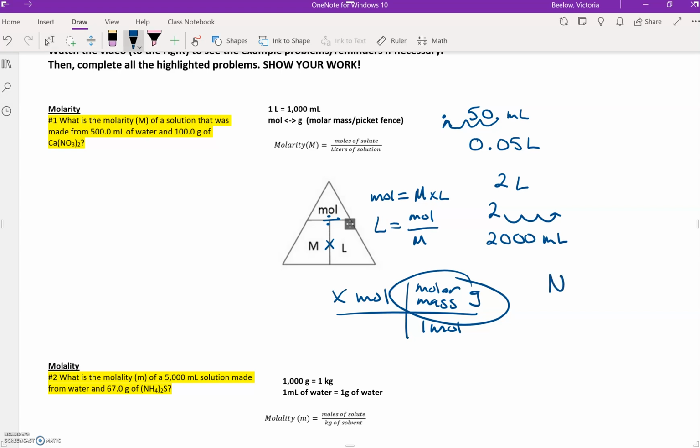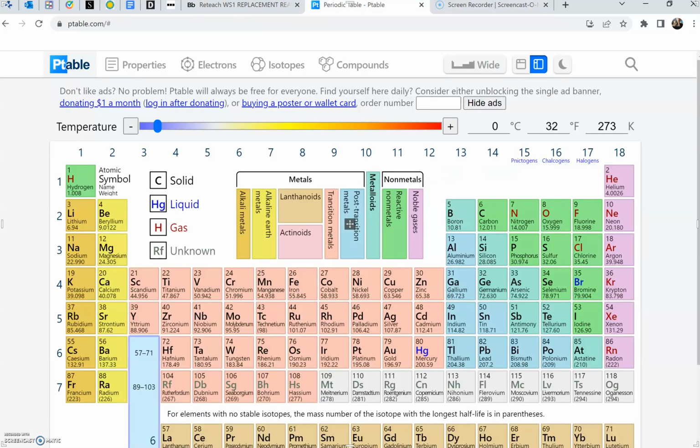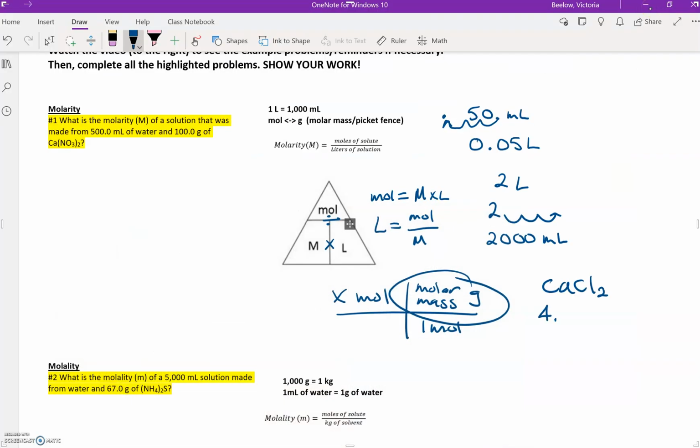For example, if I had CaCl2, I would do the molar mass of calcium, which is 40.078, plus I have 2 chlorine, and chlorine is 35.45. I would multiply these first together, and then I would add them together to find my molar mass.